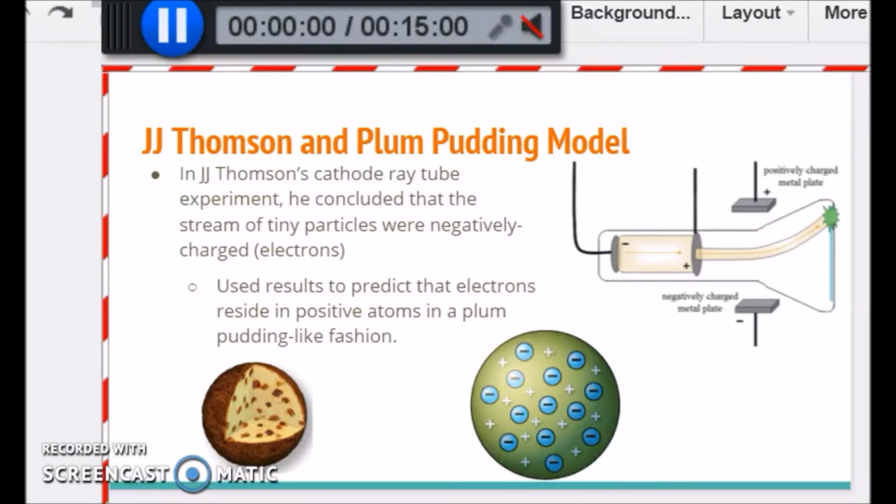Here we have J.J. Thomson and his cathode ray experiment. From the picture on the right, we can see that the stream of particles from the cathode is bent towards the positively charged plate. As a result, Thomson was able to conclude that these tiny particles were negatively charged. He then used the results from this experiment to develop a model in which a positively charged atom was interspersed with the negative particles, electrons, from the cathode ray.